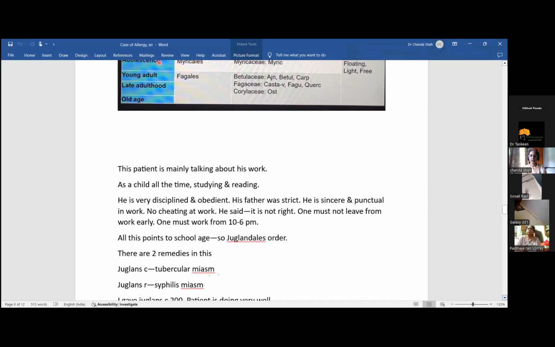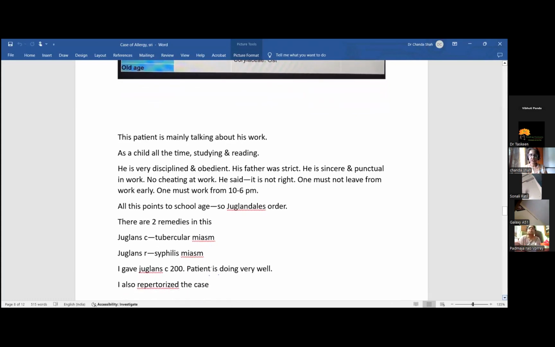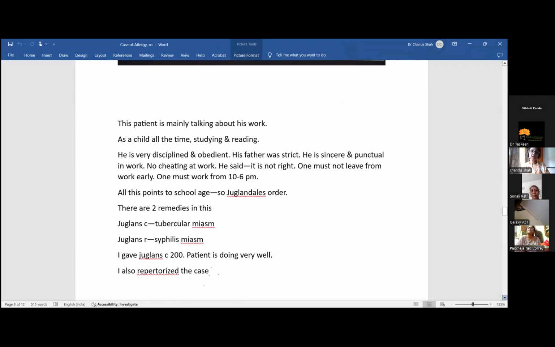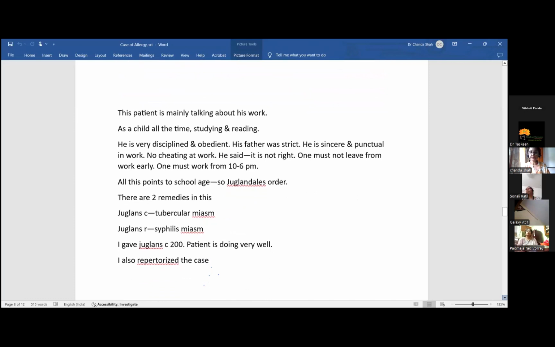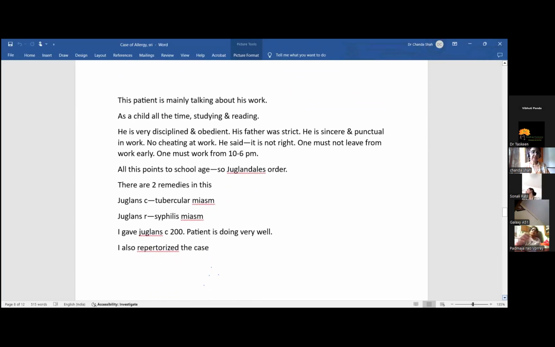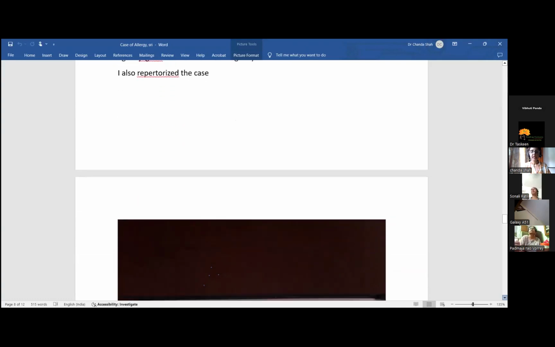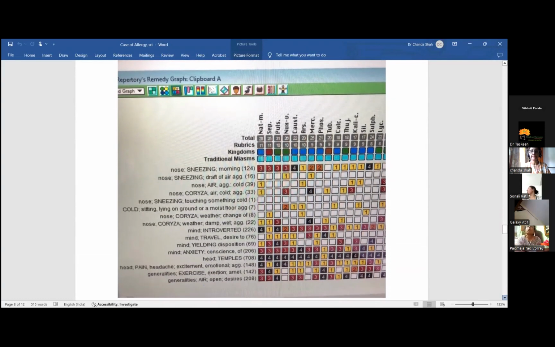Now, school age, there is the Juglandales family. In that, there are two remedies, Juglans C, which is tuberculomyosin, and Juglans R, which is syphilis myosin. So I gave Juglans C 200, and the patient is doing very well. Now, every case, of course, you must repertorize. So I also repertorized the case, and I took so many rubrics, whatever the patient told me.